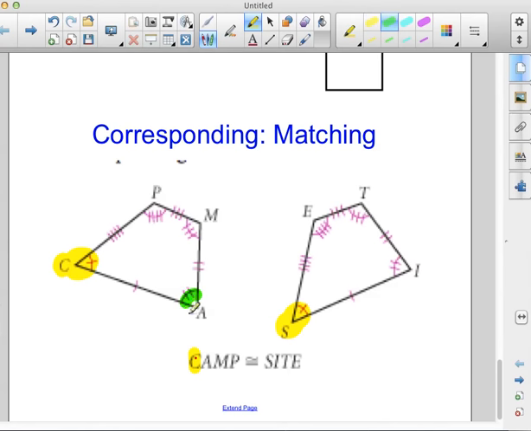Okay, now we have angle A. Which other angle here has two dashes just like angle A does? Well, it's angle I. So angle A and angle I are corresponding angles. They correspond to each other. They match.